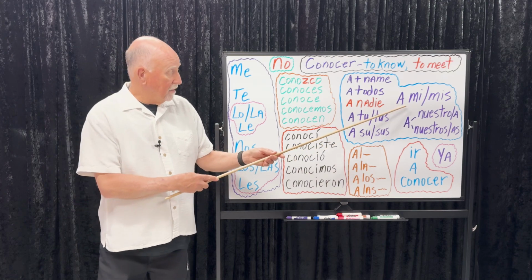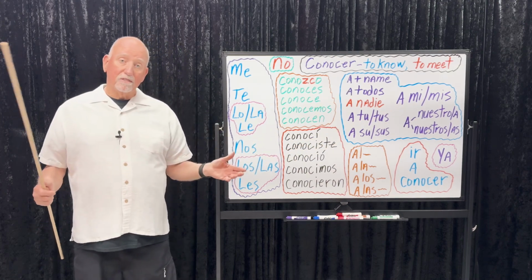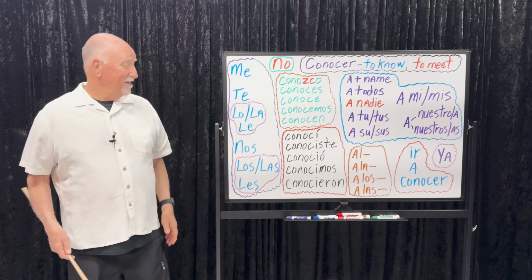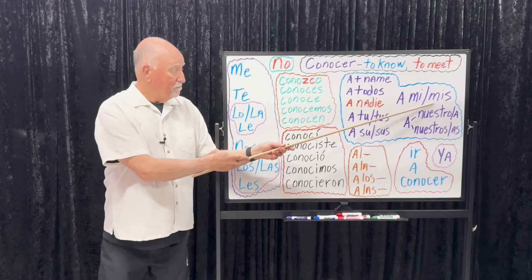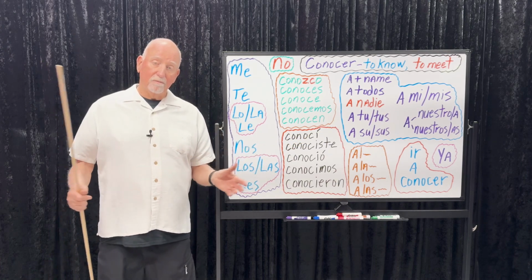Let's go over here, a mí and a mis. They know my parents, the teachers at school, right? They know my parents. Conocen a mis padres.